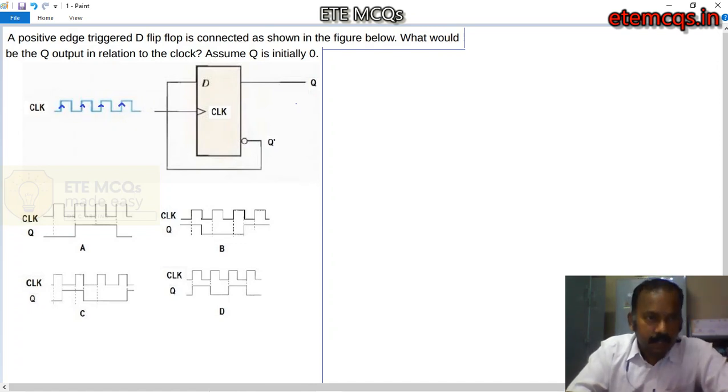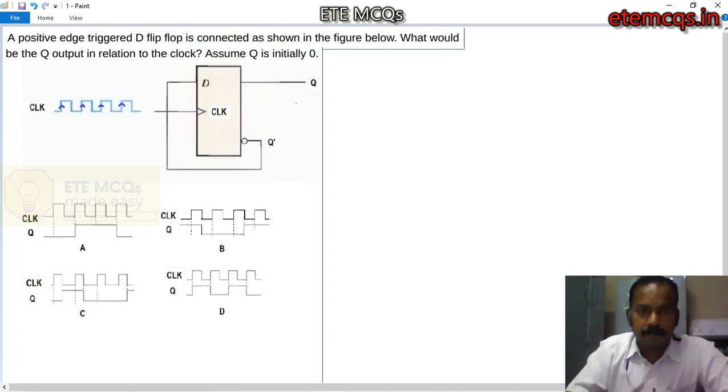An upward arrow mark on the positive rising edge of the clock pulse refers to a positive edge triggered flip-flop, whereas a downward arrow mark on the trailing edge or falling edge of the clock pulse is called negative edge triggering. So this upward arrow mark on the rising edge of the clock pulse means the flip-flop is positive edge triggered.